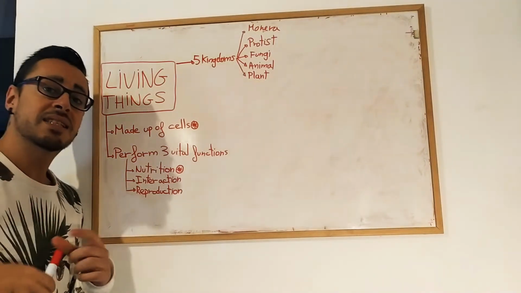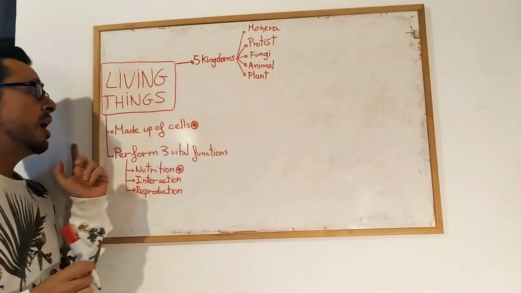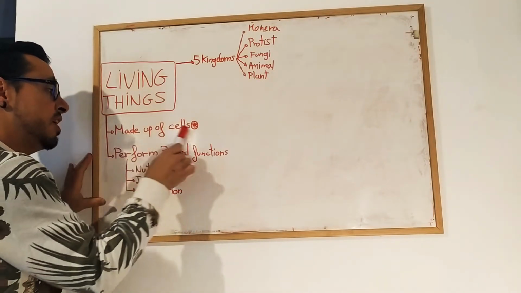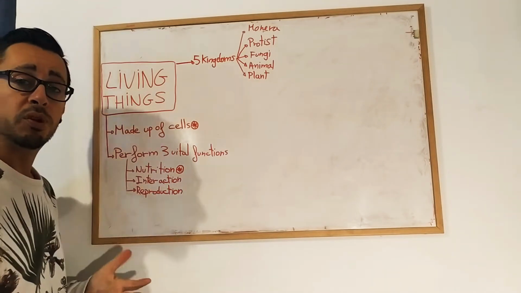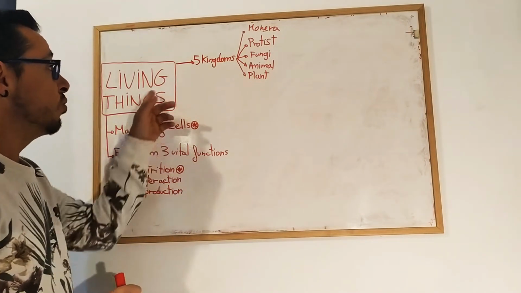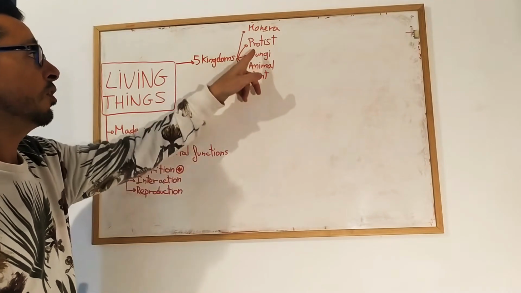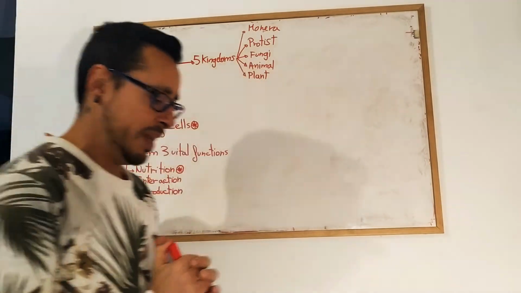Okay, in the last class we saw that living things are made up of cells and they perform three vital functions: nutrition, interaction, and reproduction. That's right. And we classify them in 5 kingdoms: Monera, protists, fungi, animal, and plants.